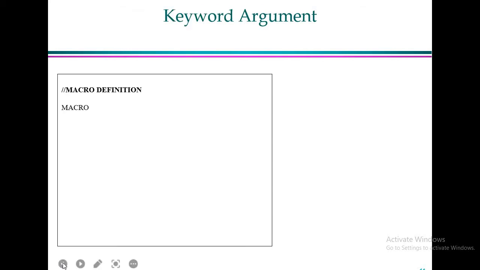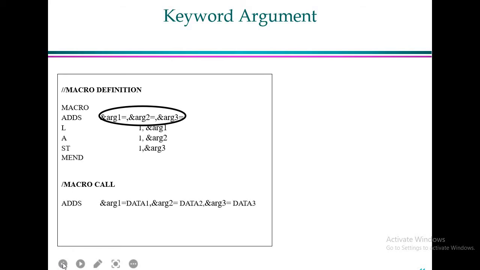Now see the keyword argument. So here in keyword argument, after the keyword an equals to sign is there. So first argument is arg1 equals to, second is arg2, third is arg3. So this is nothing but the keyword type of argument. Now see, in the macro call, argument 1 is equal to data 1, argument 2 is equal to data 2 and argument 3 is equal to data 3 is given.